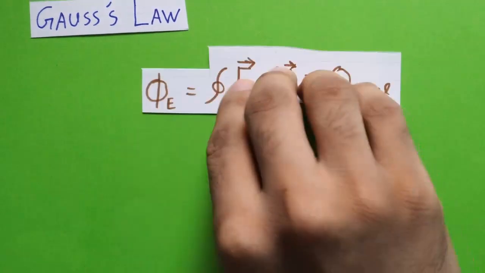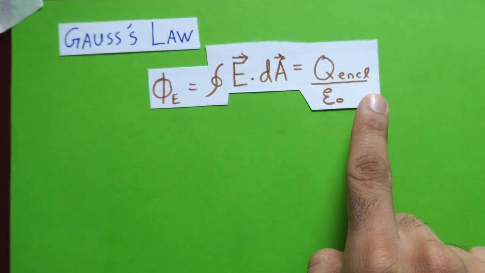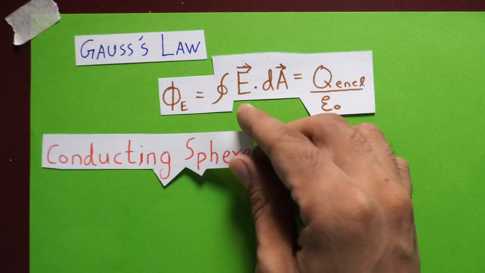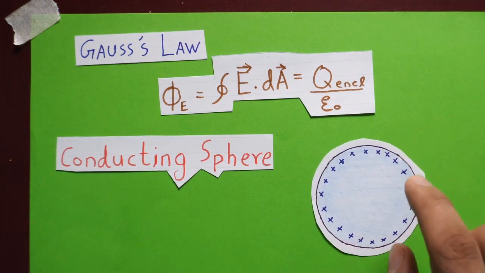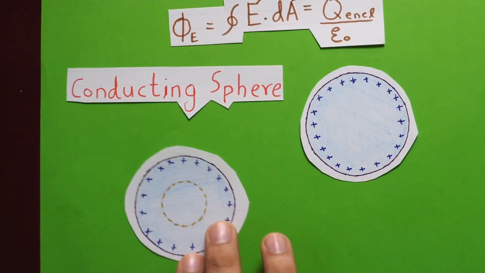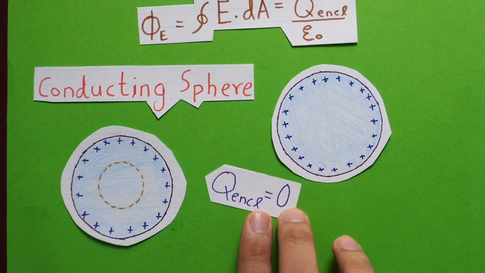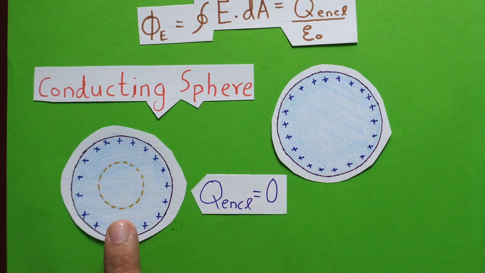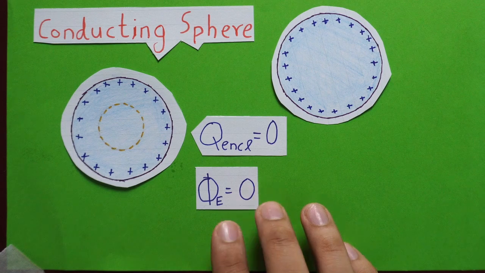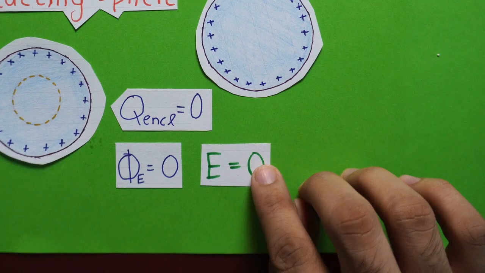Gauss's law states that the electric flux through a closed surface is equal to the charge enclosed over epsilon naught. Let's say you have a conducting sphere. The conducting sphere has charge that goes towards the surface of the sphere. If you consider a region inside the sphere, the charge enclosed is going to be equal to 0, since all the charges are towards the surface. This would mean that the flux will be equal to 0. This would also mean that the electric field inside the sphere is going to be 0.